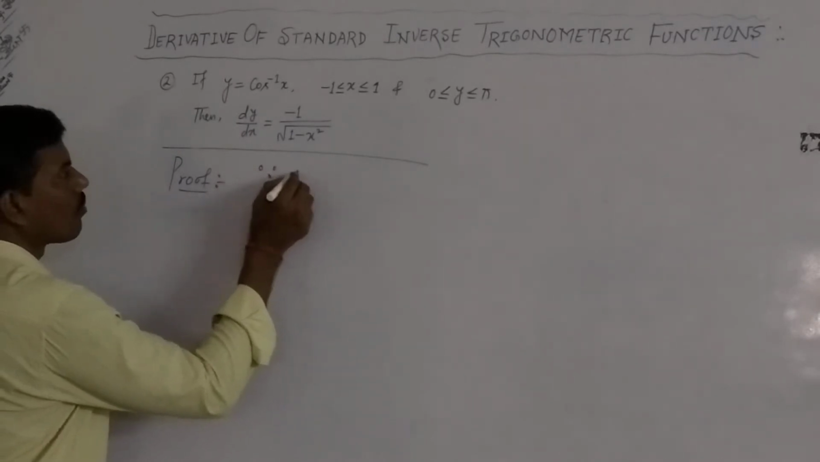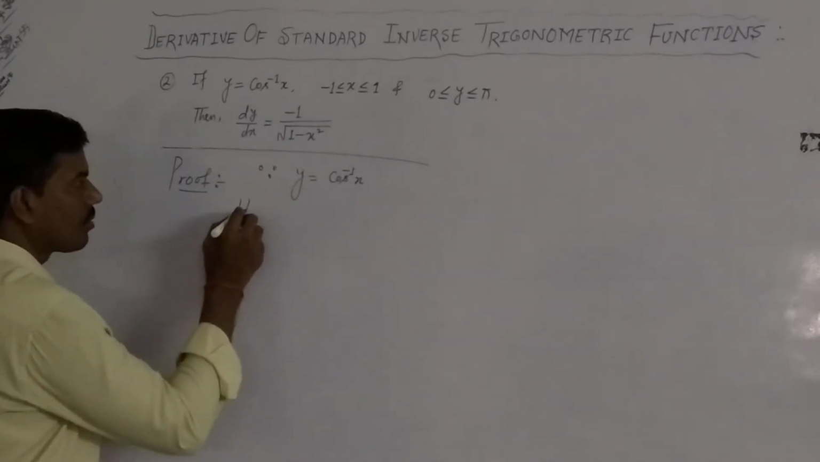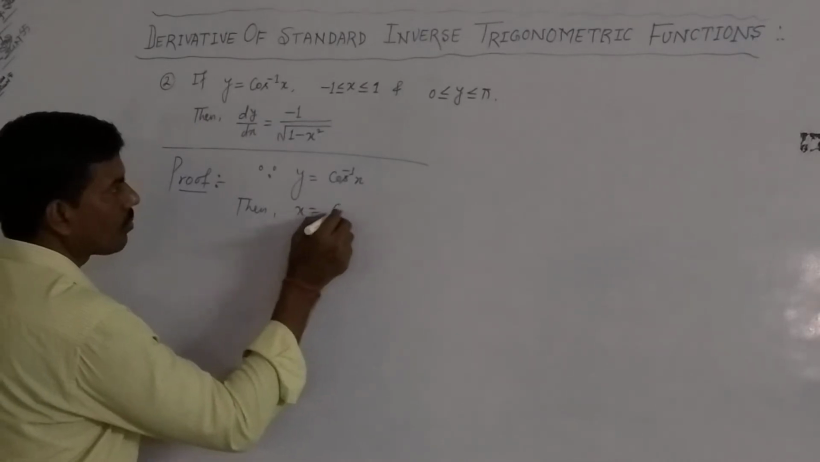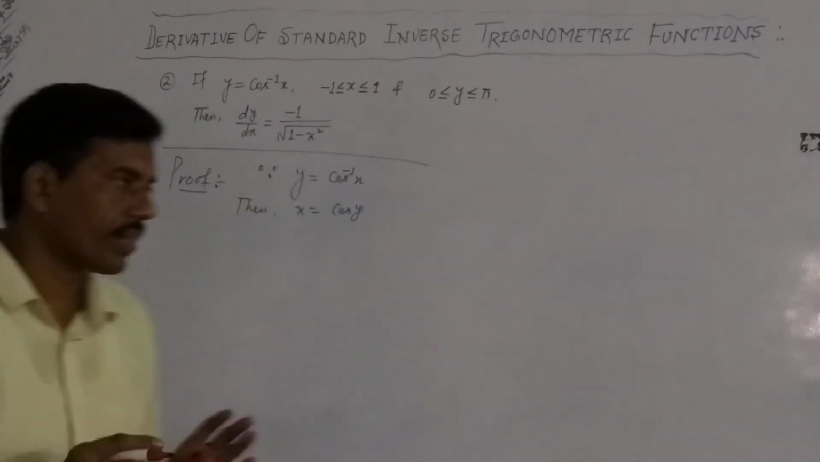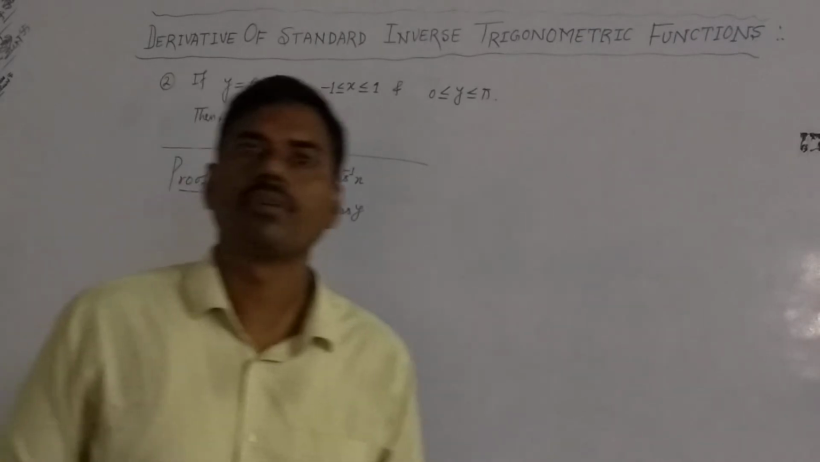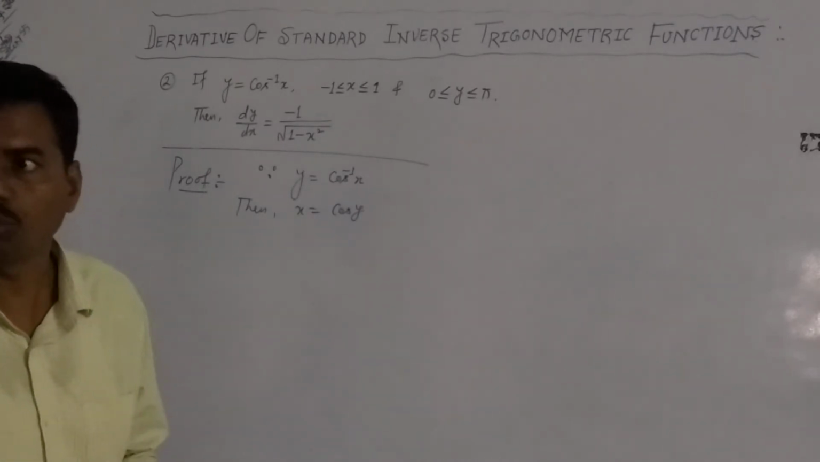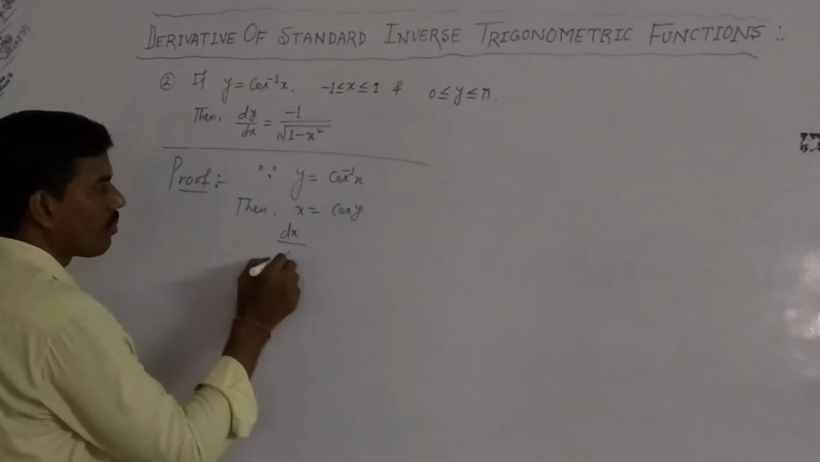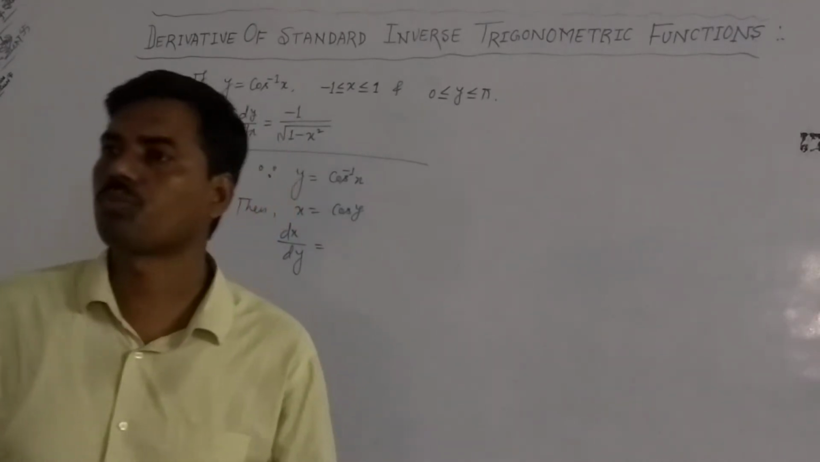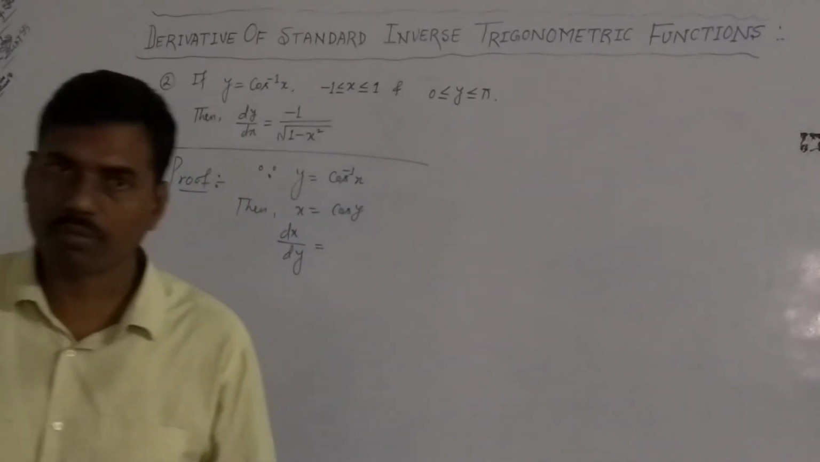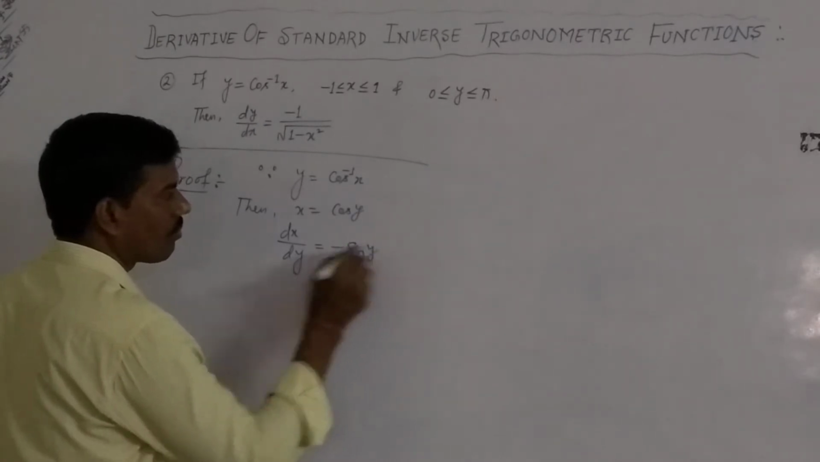Students, since y is equal to cos inverse of x, then we have x is equal to cos of y, means x is related with cos of y. Then if we take the derivative of x with respect to y, we have dx by dy is equal to cos y, and we know that the derivative of cos y with respect to y is minus sine of y.